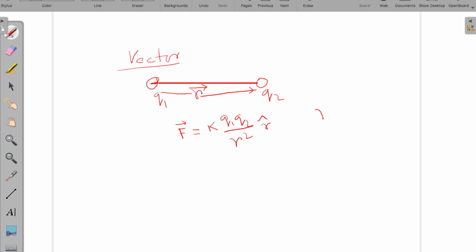We know the vector R can be written as the magnitude of the vector R multiplied by the unit vector.